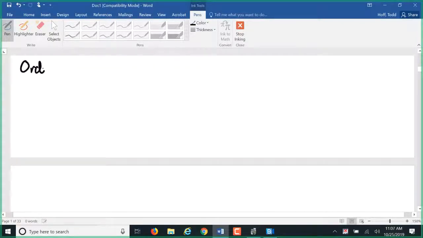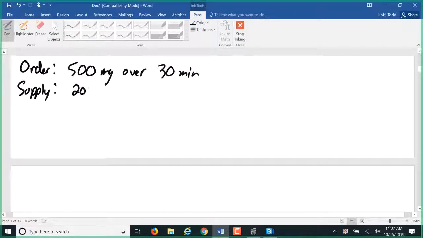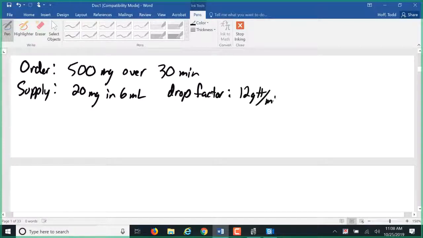Our order is for 500 milligrams, 30 minutes. Our supply, 20 milligrams in 6 milliliters. Drop factor, let's go 12 drops per milliliter. And again, we're finding our result in drops per minute. Give you a minute on that one, then we'll go through it.